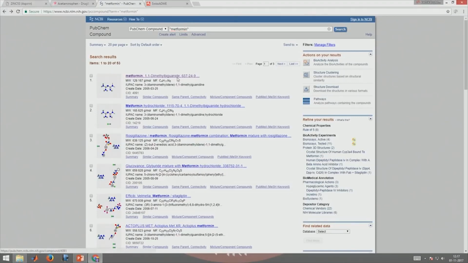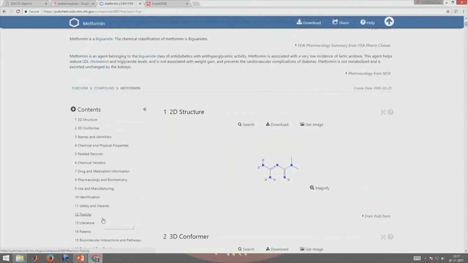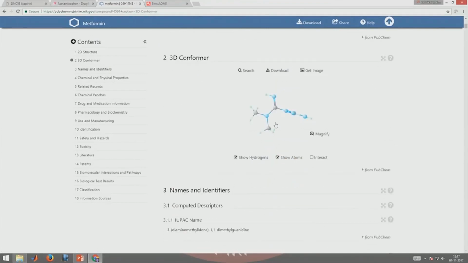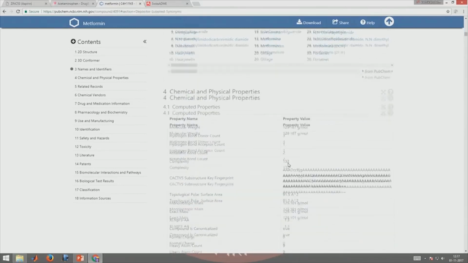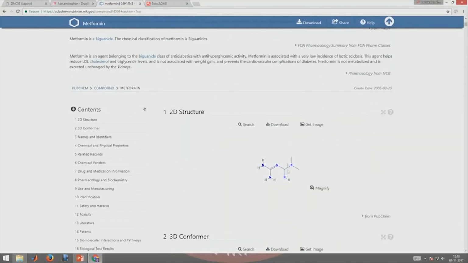For example, I typed metformin here, so it gives you a molecular formula, okay. It is a biguanide, so it gives a lot of chemical details about it. Then it gives you toxicity, we can click on this, so it can give you toxicity, safety, hazards, okay. Then it gives you a 3D conformation. As you can see, again molecular weight, hydrogen bond donor count, it has got 3 hydrogen bond donors, okay. So, it has got this one, this one and this one, 3 hydrogen bond donors.